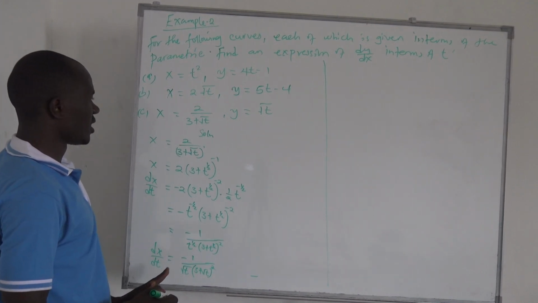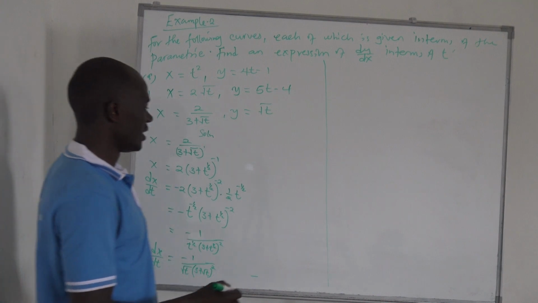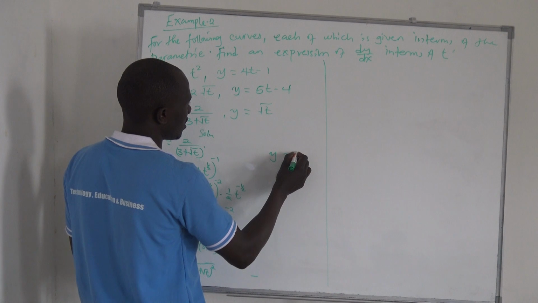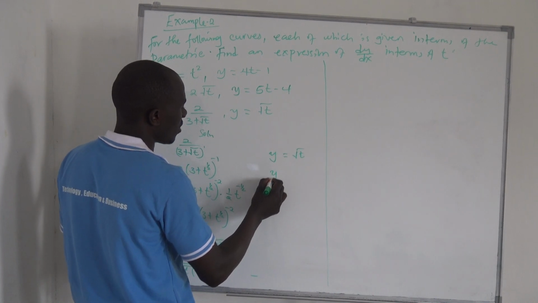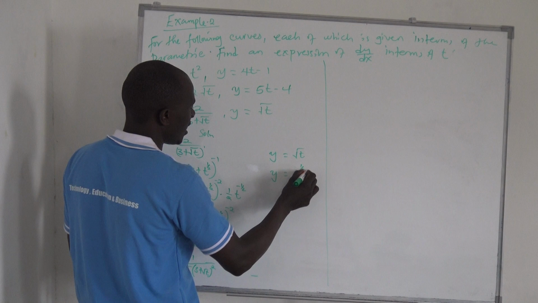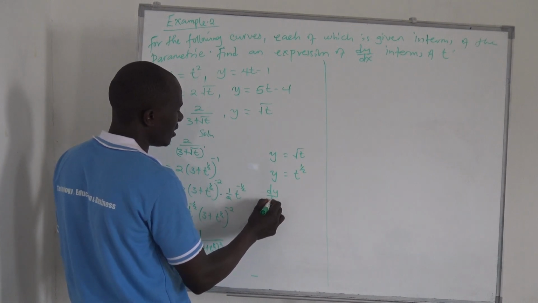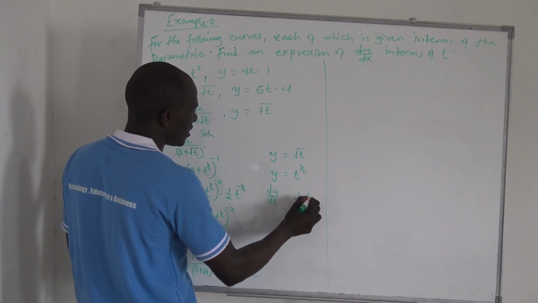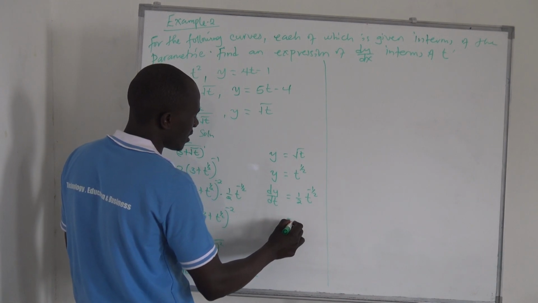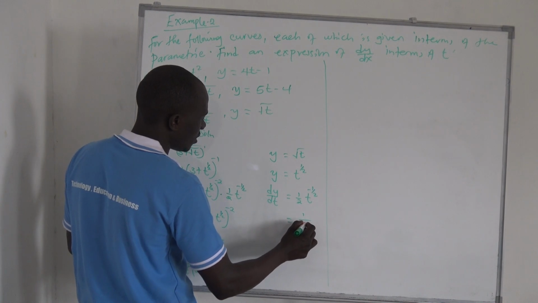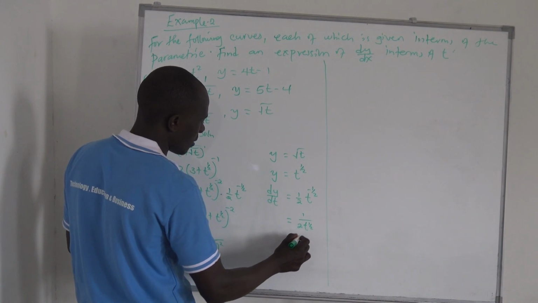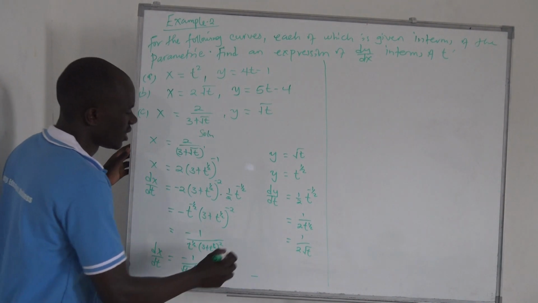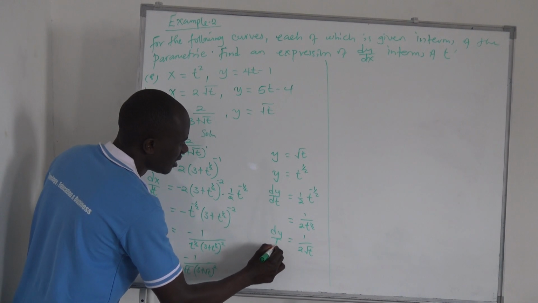So after getting the dx/dt, go ahead and look for the dy/dt. We have already got our y. Our y is root t. That means y is the same as t to the power half. We look at the dy/dt. What is our dy/dt? Bring this power half down, t to the power negative half, which becomes 1 out of 2 t to the power half, which becomes 1 out of 2 root t. Very good. This is our dy/dt.